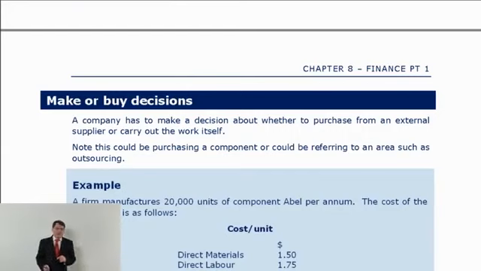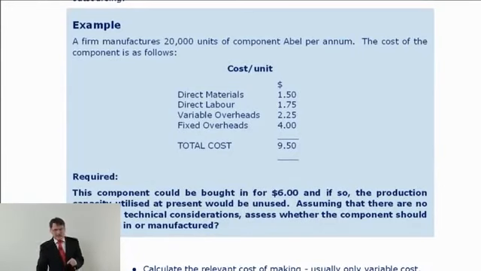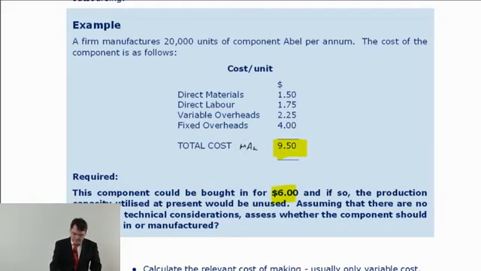Second one, make or buy decisions. Make or buy decisions, just exactly the same as what it says. Are you going to buy something from another company, or are you going to make it yourself? Right. From the management accounting point of view, very, very straightforward. You can buy something for $6, or you can make it yourself for $9.50. Now, it's obvious, I hope, that $9.50 is more than $6. Therefore, it's cheaper to buy it than it is to make it.